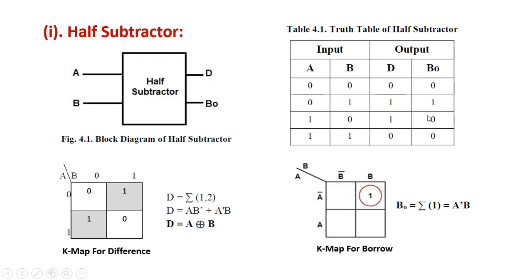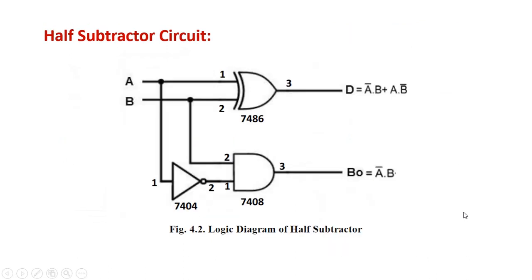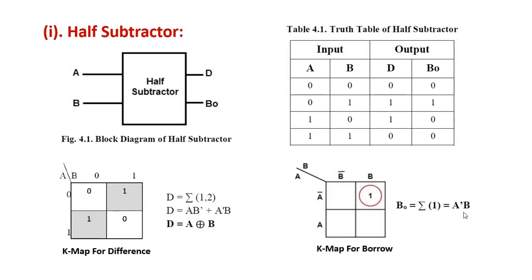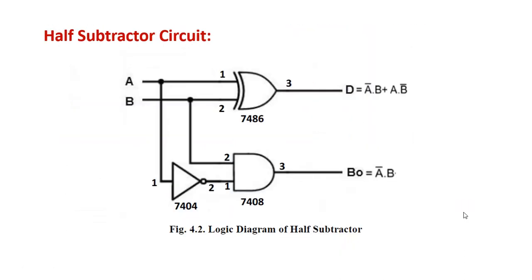For borrow, we are getting borrow 1 only for the condition A bar B. So borrow will be equal to A bar B. Now using these equations we can form the half subtractor circuit. So we will get this circuit.